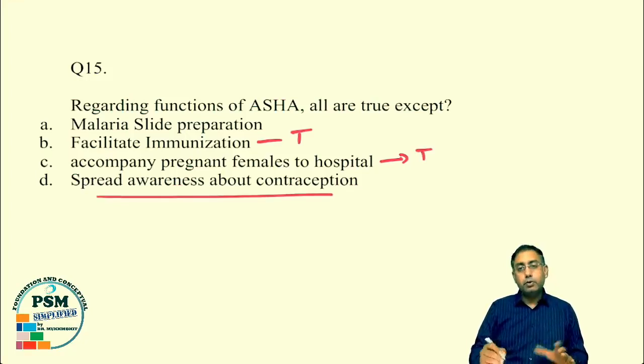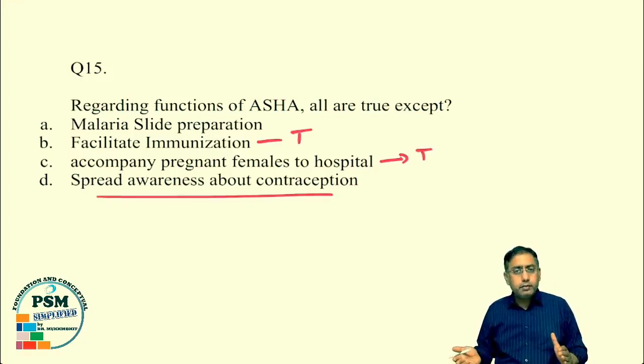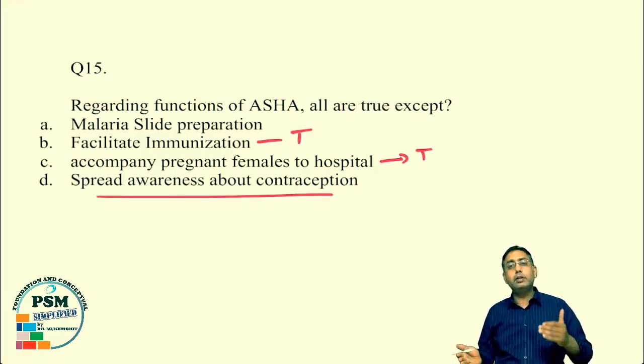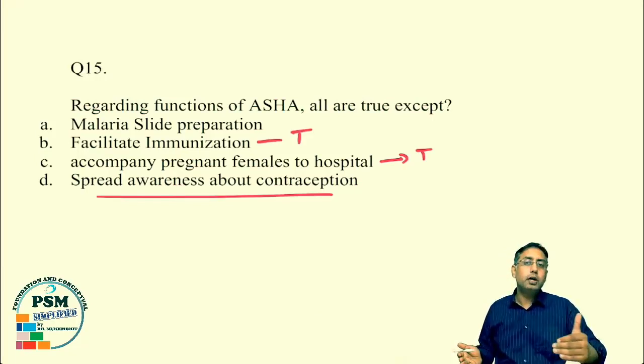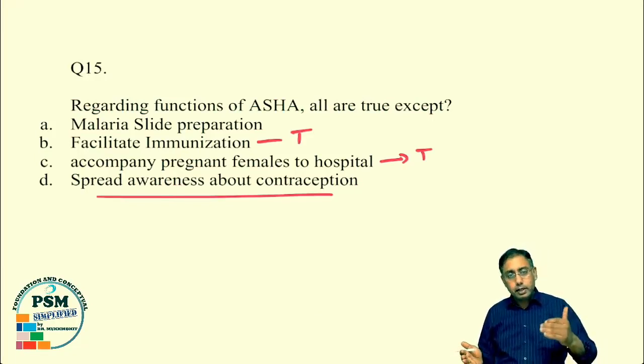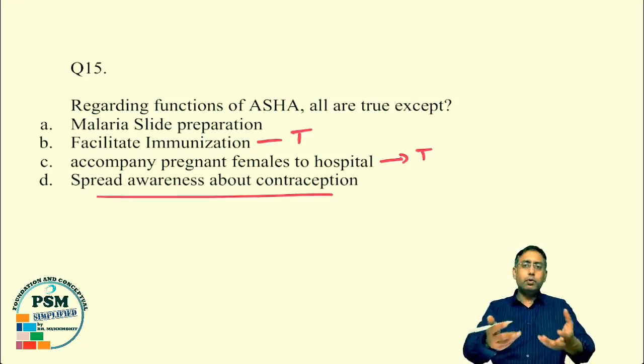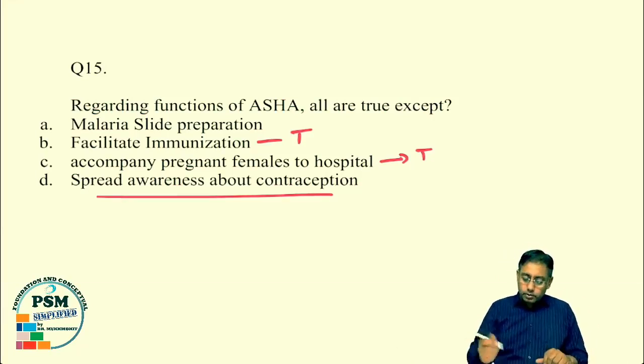Spreads awareness about contraception, the new initiative launched in 2017 under the ASHA, ASHA contraceptives, that the ASHA workers will go door to door, and they will have the home delivery of the contraceptives. So spread awareness of contraception. Of course, this is one of the main functions of the ASHA worker.